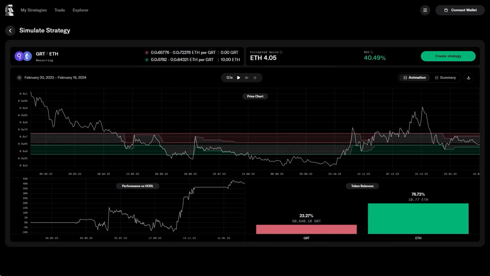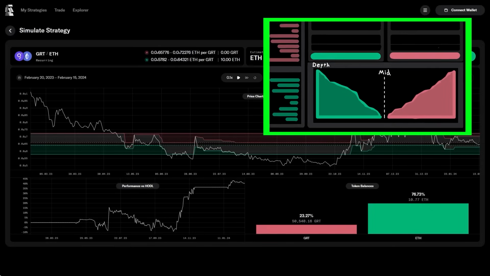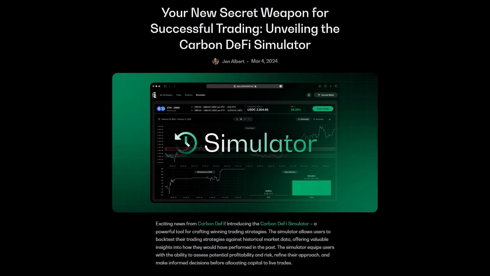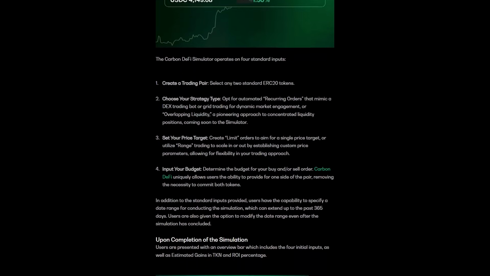If you want to better understand how range orders work, then check out the animated explainer linked in the upper right of this video. And if you want even more information about the simulator, then check out this article by Jen Albert. If there's a specific trading pair you would like to see run on the simulator, go ahead and leave a comment on this video.